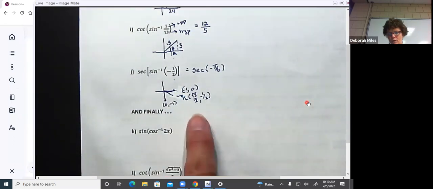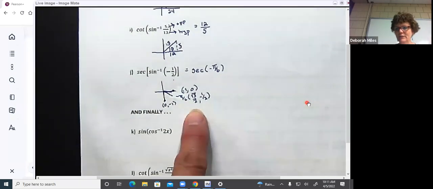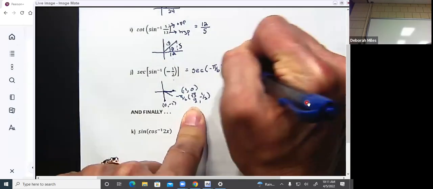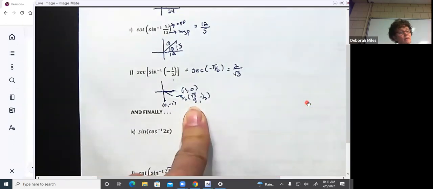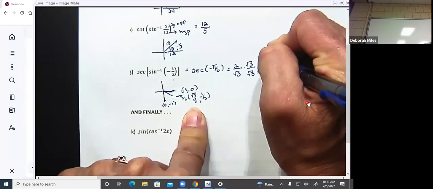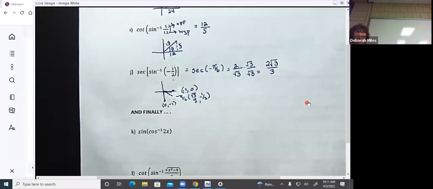So when I'm looking at an ordered pair, how do I find secant? Secant's the reciprocal of which trig function? Cosine. Cosine is which coordinate? Your x. So take the reciprocal of your x. If you didn't have to rationalize it, what would that be? Now for my math lab, you probably do have to rationalize it. I'm sure you do. On the test, I want you to spend your time doing other things, but that's 2√3/3.